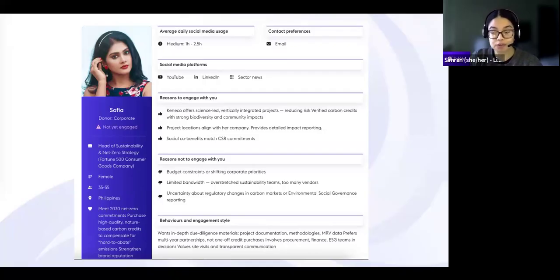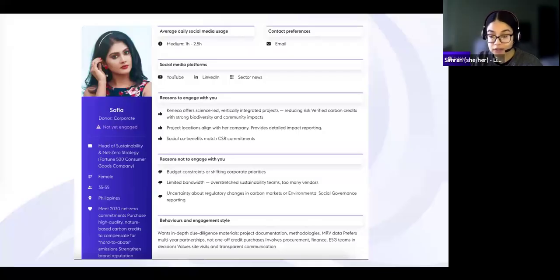So essentially, this persona helps us understand not just what the organization offers, but also what this type of corporate audience is looking for. It helps me tailor my messaging to make sure that I address and meet those needs. And with this in mind, we can look at where this persona actually spends their time online and what kind of content would really cut through for them.